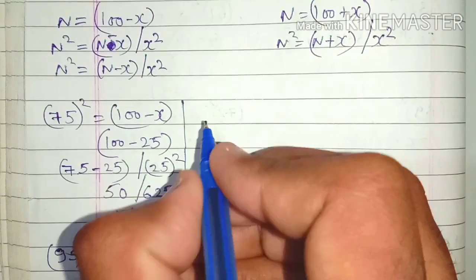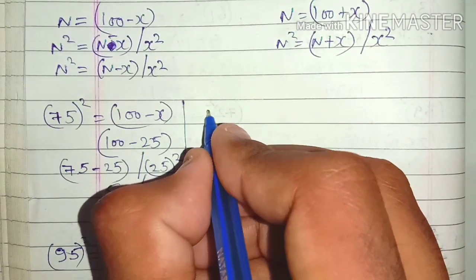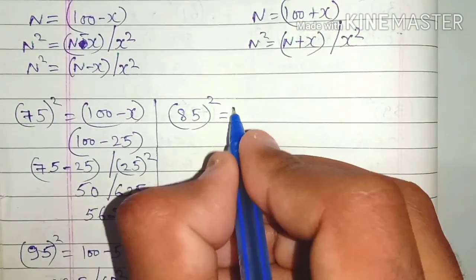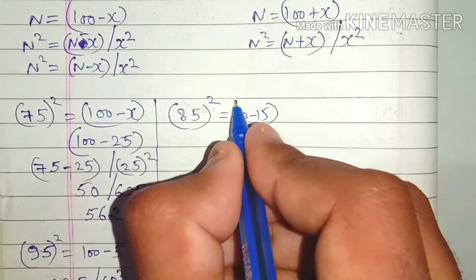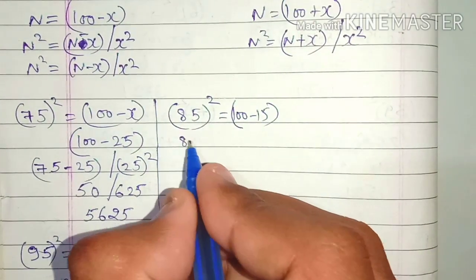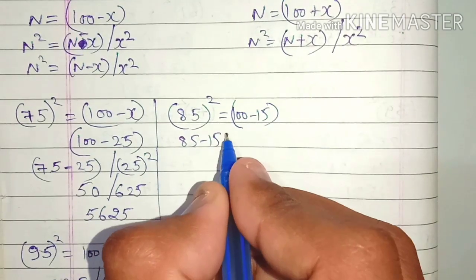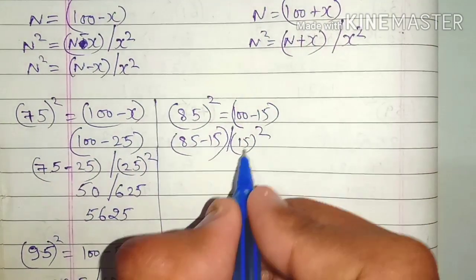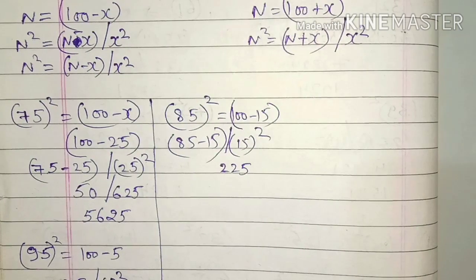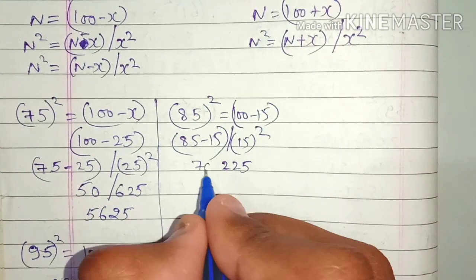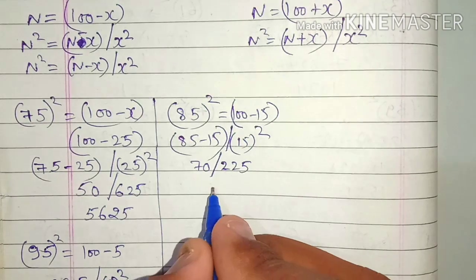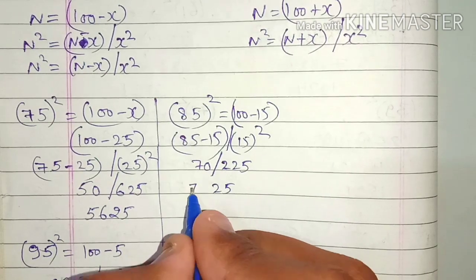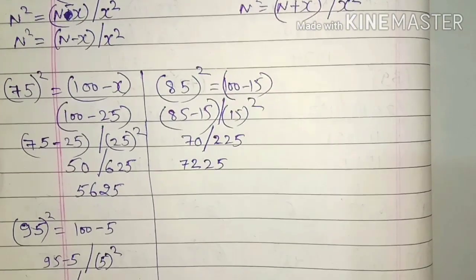One more example. If you have to find the square of 85, how to find it? 85 can be written as 100 minus 15. On the left side 85 minus 15 and on the right side the square of 15. Square of 15 is 225. 85 minus 15 becomes 70. We write only two digits on the right, so we write 25 and 2 is transferred to the left. It becomes 7225.